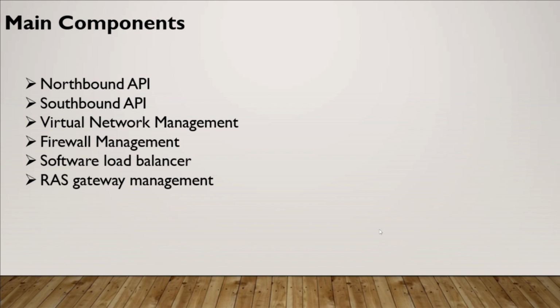Software load balancer. We understood what is the load balancer before, right? So just refresh that in the mind. The network controller manages the software load balancer, which distributes network traffic across multiple servers to improve application availability and responsiveness. RAS gateway management. This feature allows management of the RAS gateway, which provides site to site VPN, point to site VPN, and forwarding for GRE tunnels.